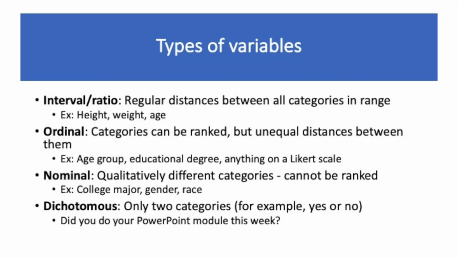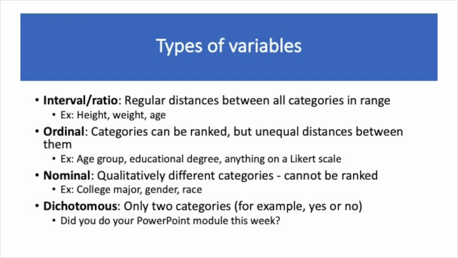So that's what it means to have an interval ratio variable. We can think of a lot of other examples of this. Weight, if we're just doing continuous weight in pounds, would be an interval ratio variable. Age, if we have age in years or age in months, would be interval ratio.